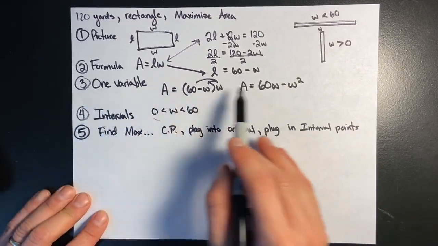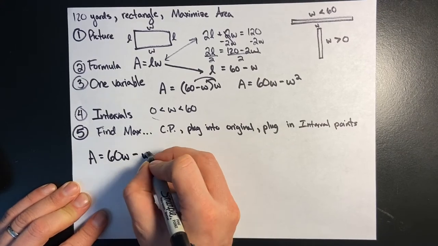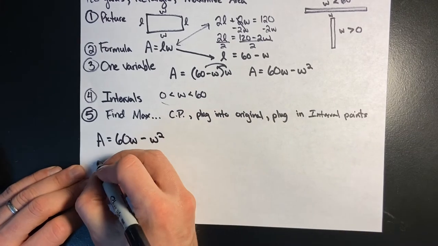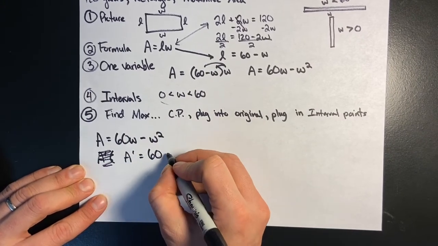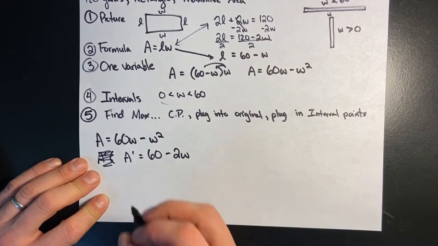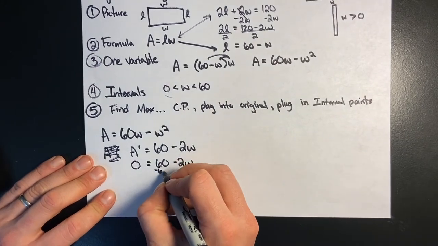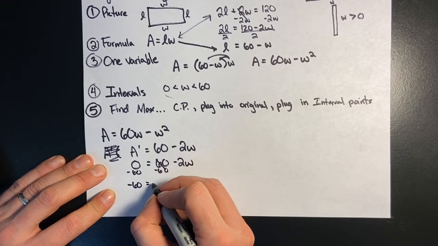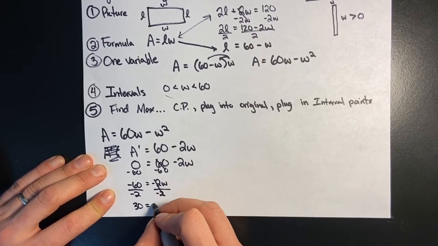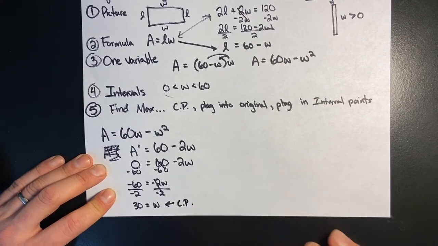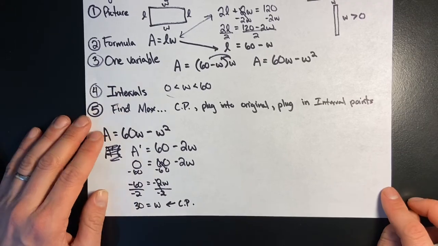All right, so let's take a look at the equation that we came up with. A equals 60W minus W squared. If I want to find the critical points, I would have to take the derivative of A, which would be 60 minus 2W. I would set it equal to 0 and then solve. Subtract 60: negative 60 equals negative 2W. Divide by negative 2. 30 equals W. So my critical point is literally the guy right in between 0 and 60. 0 to 60 usually takes me about a few seconds because I drive a fast car, baby.